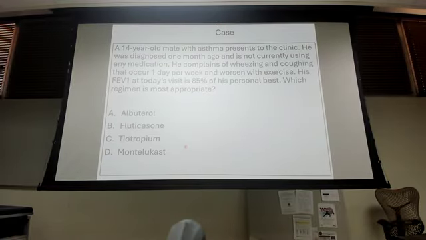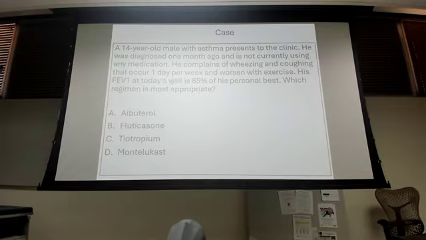All right, 14-year-old, diagnosed a month ago, not using any meds. He's saying that he's wheezing and coughing, and it doesn't happen often. His FEV is at 85%. Which regimen is most appropriate? So for this patient, he's more intermittent, like a milder intermittent patient, right? He's not having a lot of disturbances. He's only having something occur once a week. If I have a person that's on the milder end of the spectrum, what do I think is a safe bet to just start them out on?